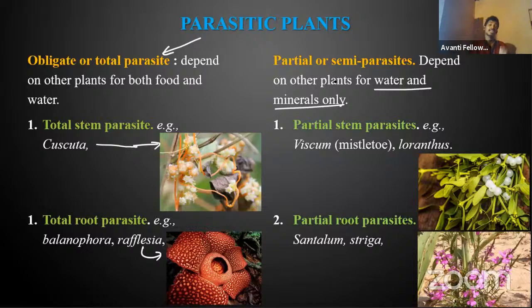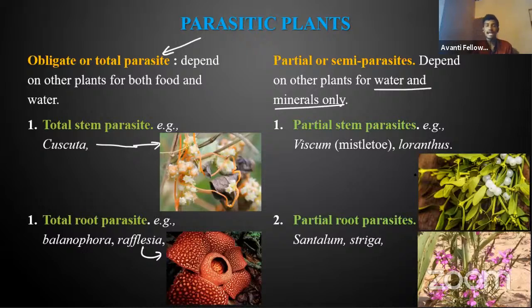Remember, partial and semi-parasites are different. Partial and semi-parasites are dependent upon the other plant for water and minerals only, not for food. Remember, not for the food. That's why the partial stem parasites are normally green in color. The first one, partial stem parasites, means they normally grow on other plant parts or other plant stems, and they will take the water and minerals.